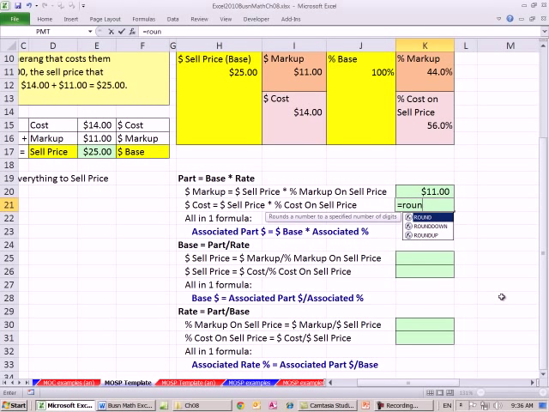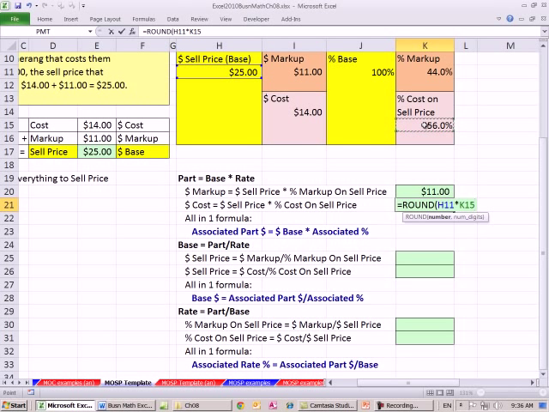So I'm going to say base times associated rate equals round base times associated rate, comma 2. And when I hit enter, this is going to equal the associated part, 14 bucks. All right, so the way we'll talk about it, just like we did last video, if I'm calculating an associated part, it's base times associated rate. Remember, visually, it goes like this.